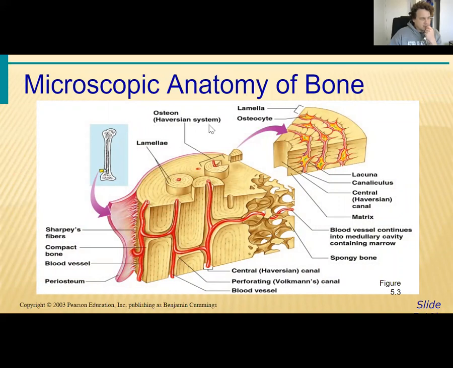Thank you, Benjamin Cummings, for the brilliant pictures. This is what they look like under a microscope. You've got cavities where the blood flows through. The outside of this is called the lamella, and these are the active parts of the bone. They call it spongy bone because it quite literally looks like a sponge.